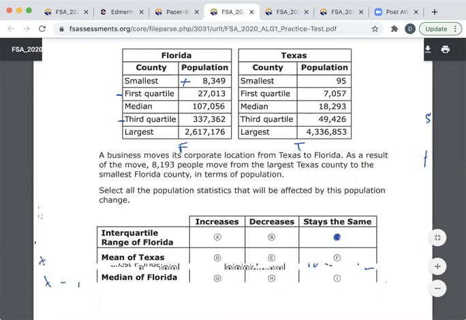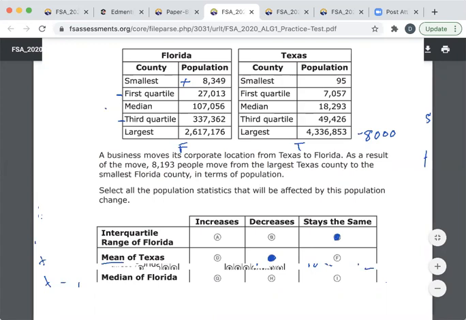Okay, so for the mean of Texas, we are adding up all of the numbers for Texas because mean is average, right? So you're adding up all the numbers, and Texas now has less 8,000 something. So their average is going to be lower. It's going to decrease because over 8,000 people are gone or taken away. So if you add up all of the Texans and divide by the total number of counties, it's going to be lower.